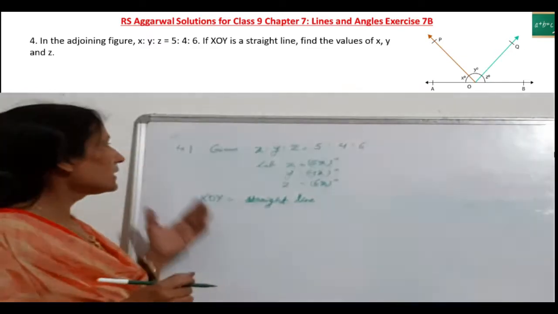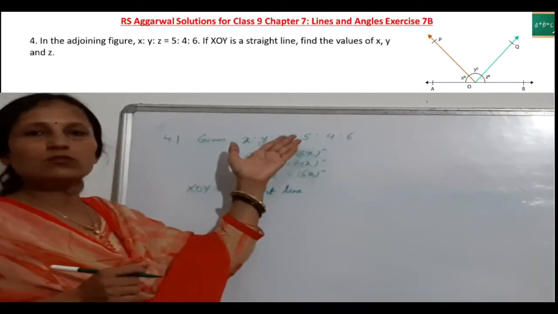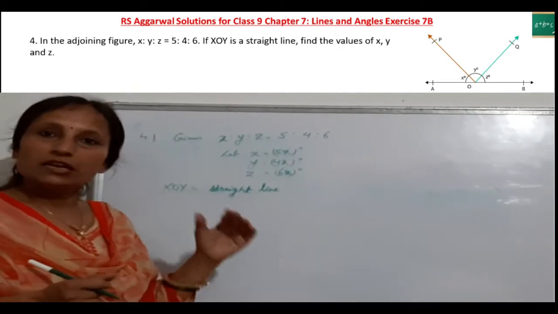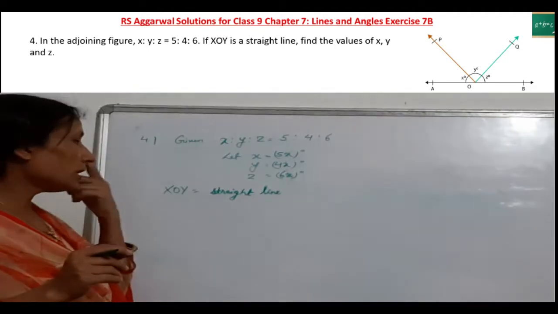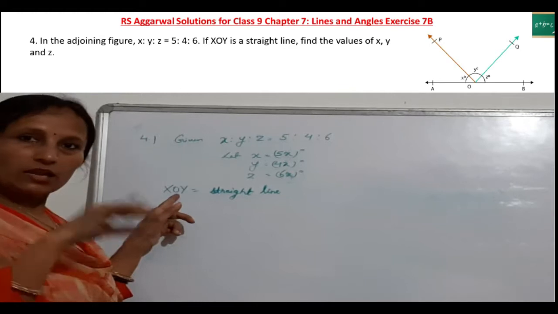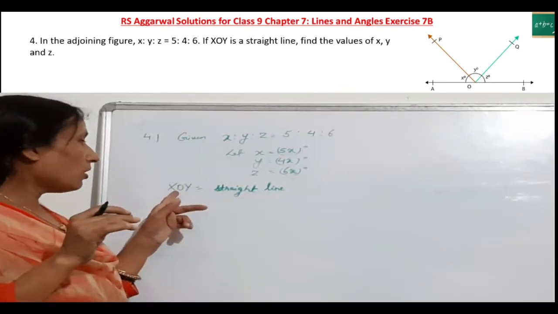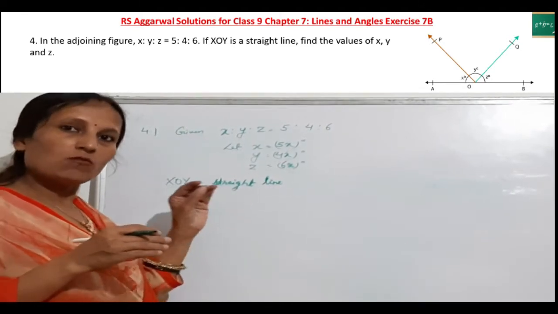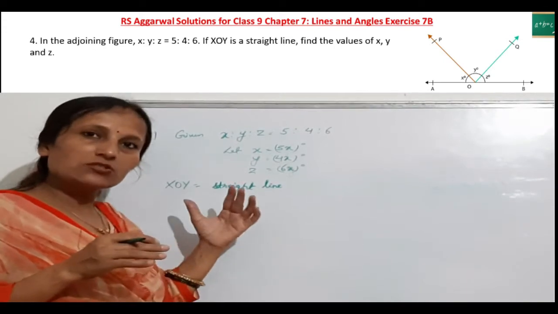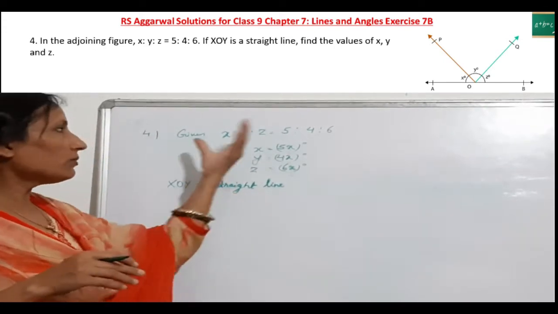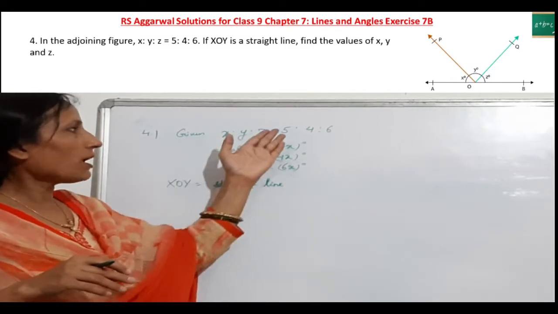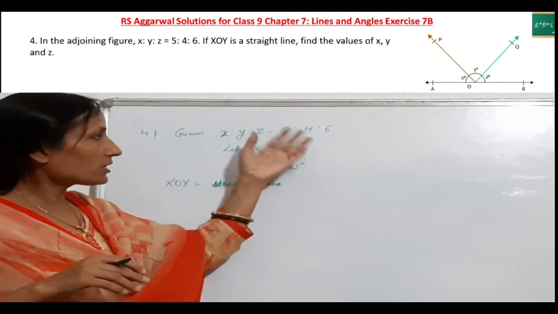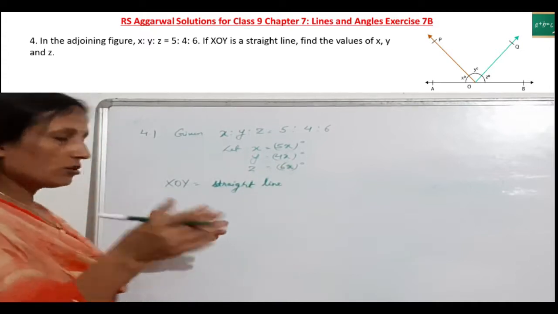Now question number 4. See here, it is given x is to y is to z is equal to 5 is to 4 is to 6. And one more thing is given: XOY is a straight line. If XOY is a straight line and O is a point on it, and on the upper side of this line all the angles at point O are made, so the sum of all angles will be 180 degree because it is a straight line and O is a point on it. So we will let x be 5x degree, y be 4x degree and z be 6x degree. Now we will find the value of x, then we can find all the 3 angles on this straight line.